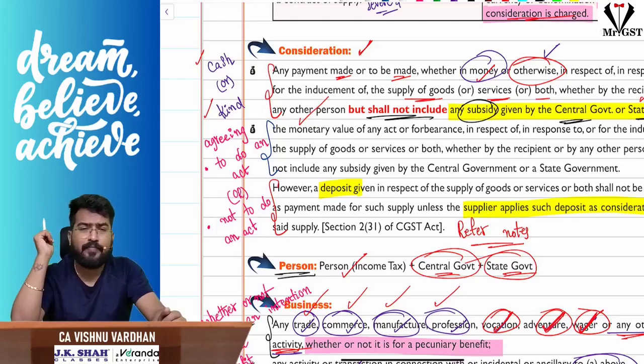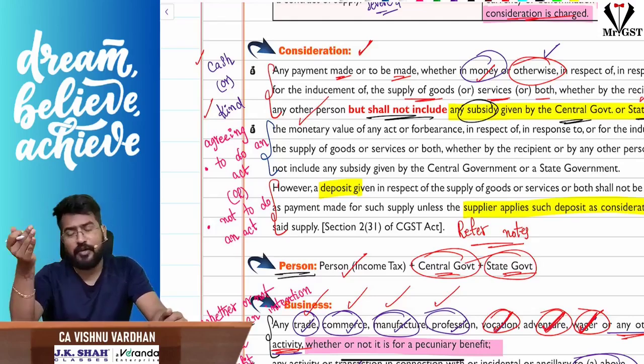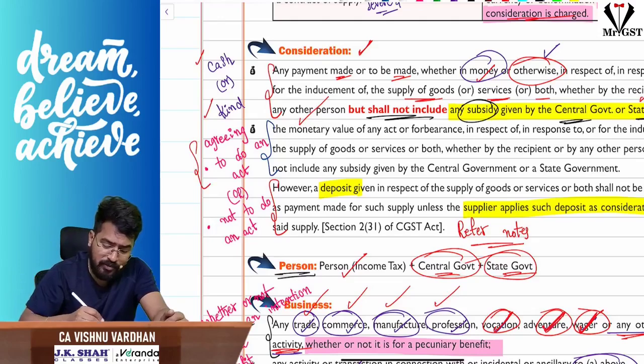Both are nothing but what? Consideration. So cash or kind. Next one, sir, agreeing to do something or agreeing not to do something.